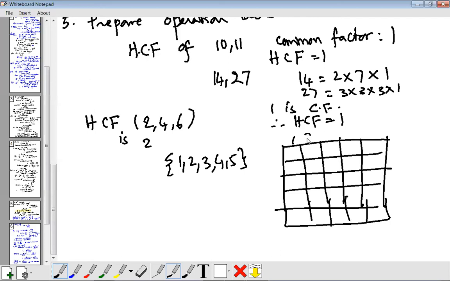So you have done 1, 2, 3, 4, 5. 1, 2, 3, 4, 5. So here I write HCF of 1 and 1, it's 1. HCF of 1 and 2, it's 1. HCF of 1 and 3, 1, 1, 1. HCF of 2 and 1, 1. HCF of 2 and 2 is 2. HCF of 2 and 3 is 1. HCF of 2 and 4 is 2. HCF of 2 and 5 is 1. Can you complete the remaining? And then we will check. Yes, sir.